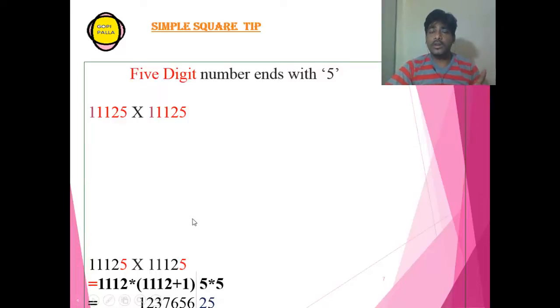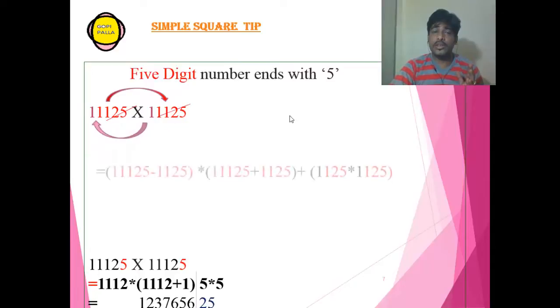Using the simplification technique, we have to make these two numbers nearer to 10,000, because here this is 11,125. So that amount has to be added here, and we subtract the same amount from the other. We have to multiply and add that to the number. I will show you how to do that.